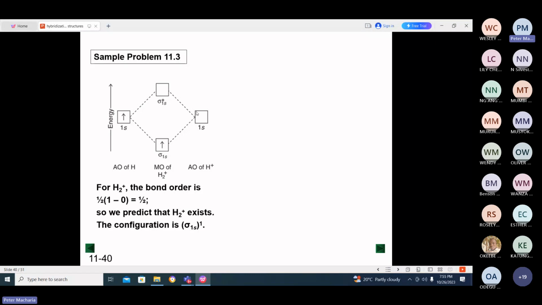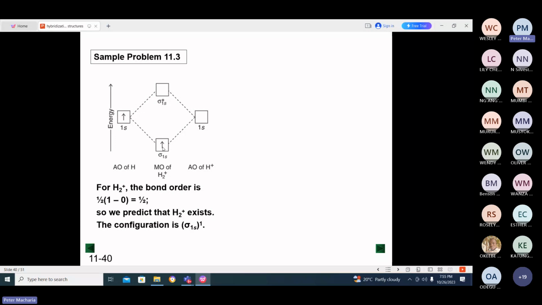For you to have a positive, it means that you have lost an electron. And since hydrogen has only one electron, the one that loses the electron will have zero. So you combine a hydrogen atom with one electron and another one with zero electrons, and you form two molecular orbitals.